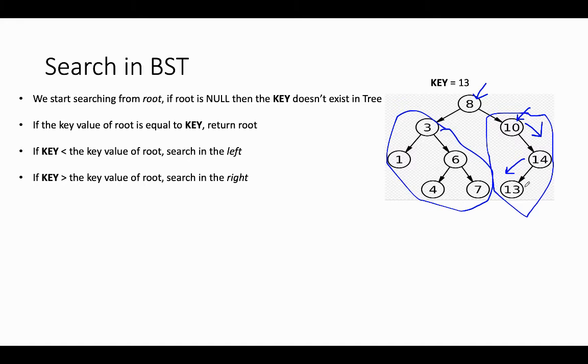This is our answer. Now let's suppose instead of 13 we had 12 here. In that case, we will go to the right part of this node, because 12 is less than 13, and we see in the right this is null.